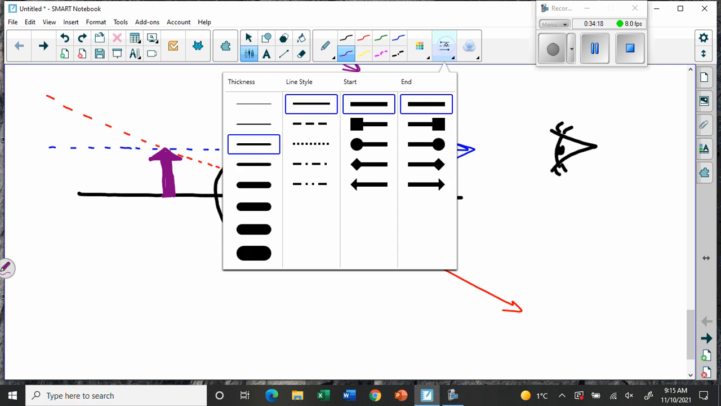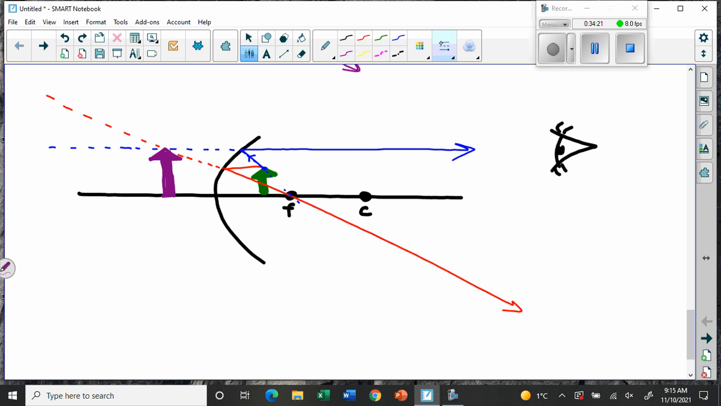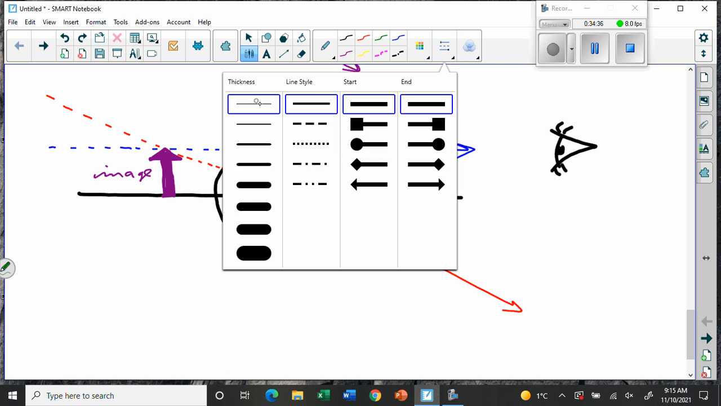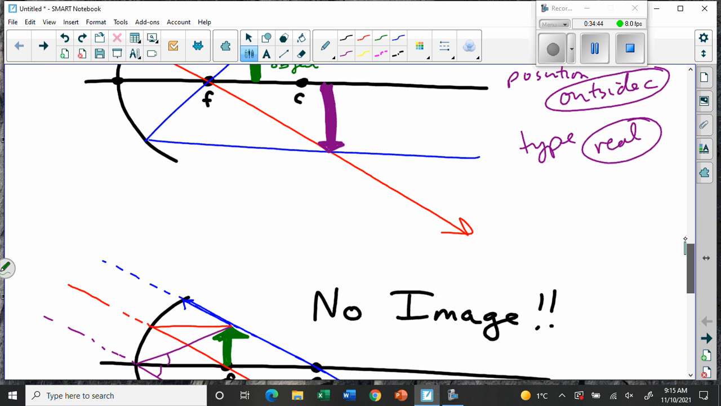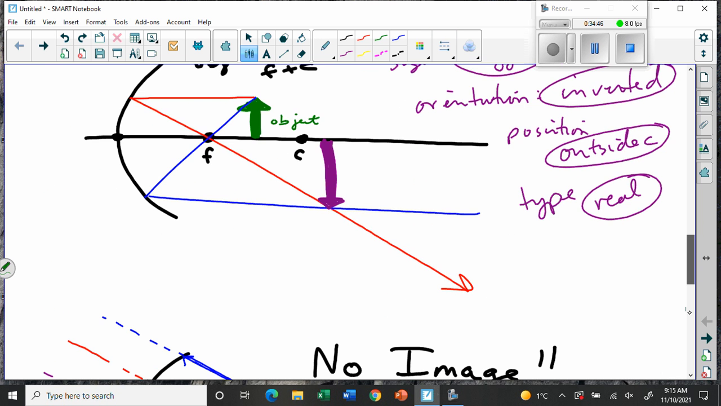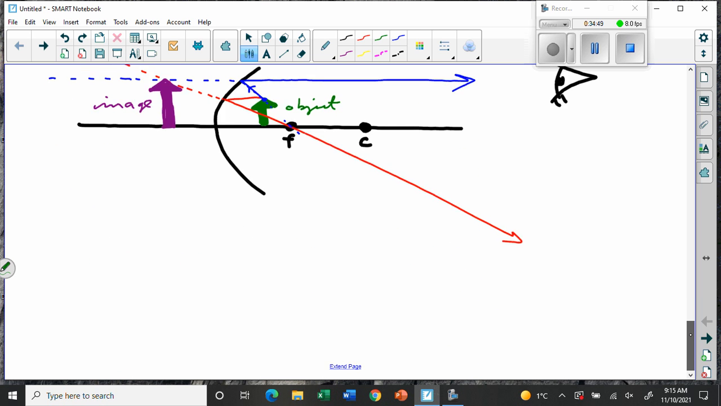So this time we have a very strange difference. This is my image over here in purple. And in green, this is my object. Things have changed in terms of the characteristics. We were doing size first. It doesn't really matter the order, but I'll keep the order. So, okay, size is bigger now.